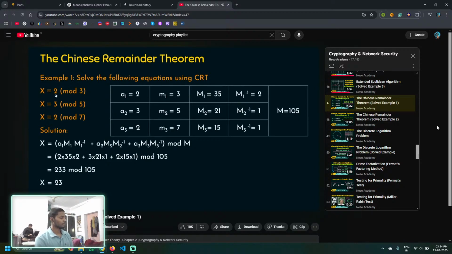So we found out 23 is congruent to 2 mod 3, 23 is congruent to 3 mod 5, 23 is congruent to 2 mod 7. Is this correct? Let's verify this. Let's take the first equation. 23 is congruent to 2 mod 3. 23 when it is divided by 3, are you getting 2 as the remainder? 3 7 times 21, we get 2 as the remainder. It's matching. Perfect.